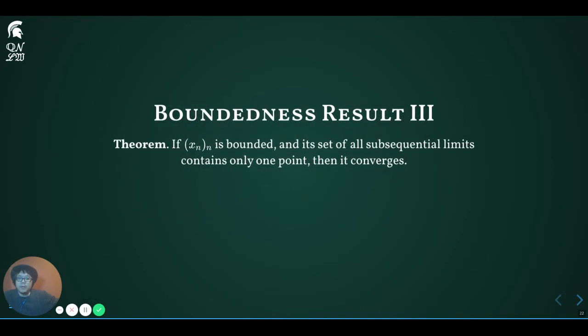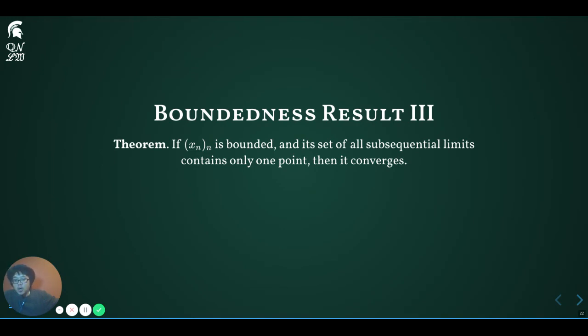And finally, the third theorem of today and the last theorem of this week. This one says that for a bounded sequence, if its set of all subsequential limits contains only one point, then it converges. First, note that boundedness is crucial here. Consider the sequence that goes 0, 1, 0, 2, 0, 3, 0, 4, 0, 5, and so on. This sequence is unbounded and hence divergent, but the only subsequential limit it has is the point 0.